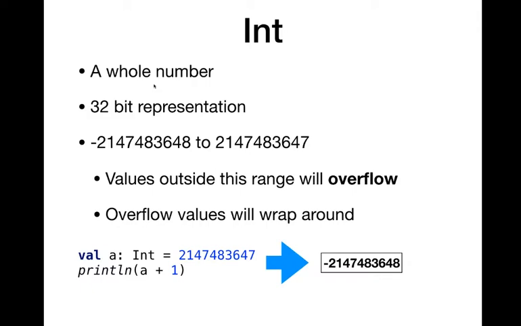There is a 64-bit version of this called long. If you know you're going to be outside of that range, you might want to use longs instead and go up to 2 to the 63 minus 1 in the positive direction, and negative 2 to the 63 in the negative direction. If you're going outside of this range, we call that an integer overflow.